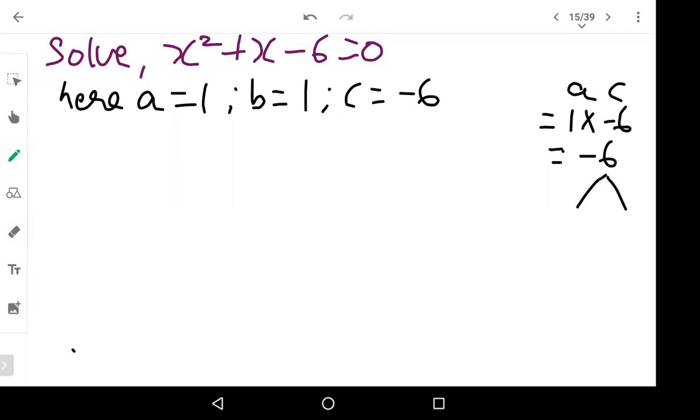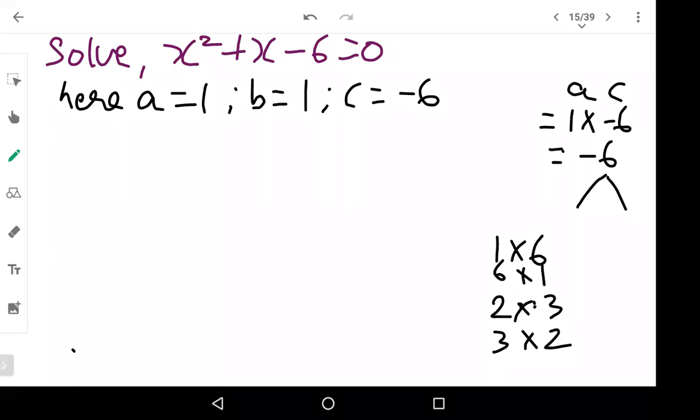What are the factors? How do you get -6? You can just first find it for 6 and then we can do the plus or minus. Find the factors for 6. 2 threes are 6, 3 twos are 6, 6 ones are 6, 1 six is 6. So here we'll take 3 and 2, because the difference is 1.